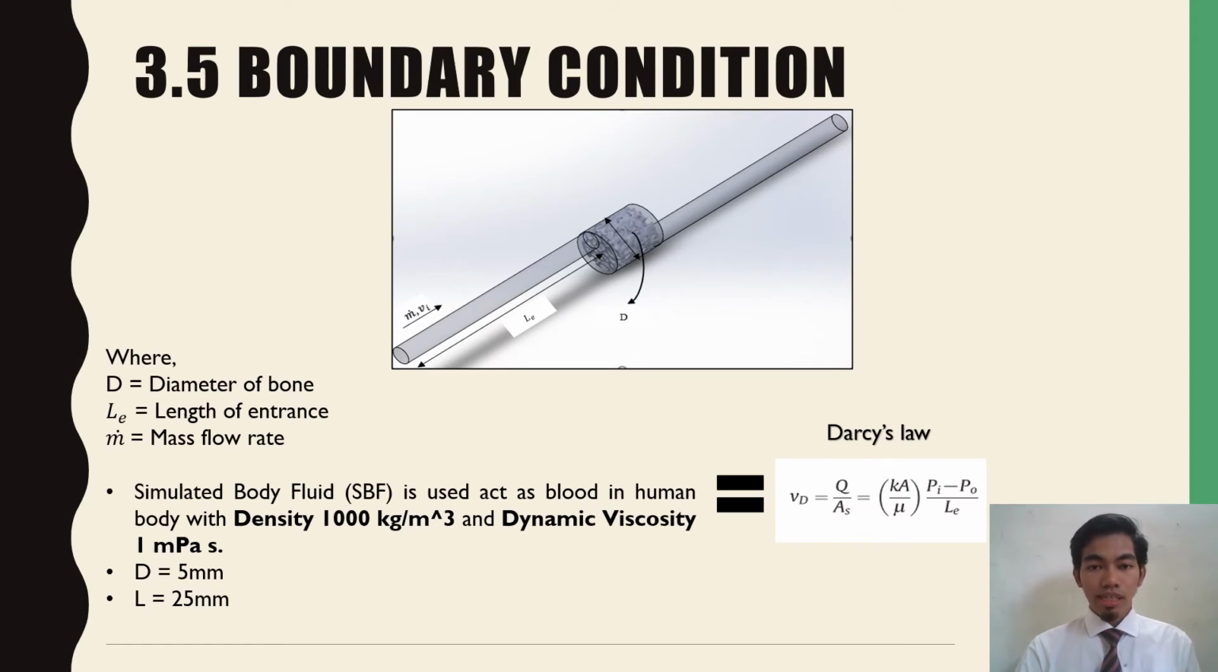For bonding condition, this study focusing on medial condyle that located at right femur bone. So the simulated body fluid or SBF is used as blood in human body with density 1000 kg per meter cube and dynamic viscosity 1 millipascal second. The diameter of bone is 5 mm diameter and 5 mm length, and the length of the pipe through the chamber is 25 mm. So the permeability then be calculated by using Darcy law formula.